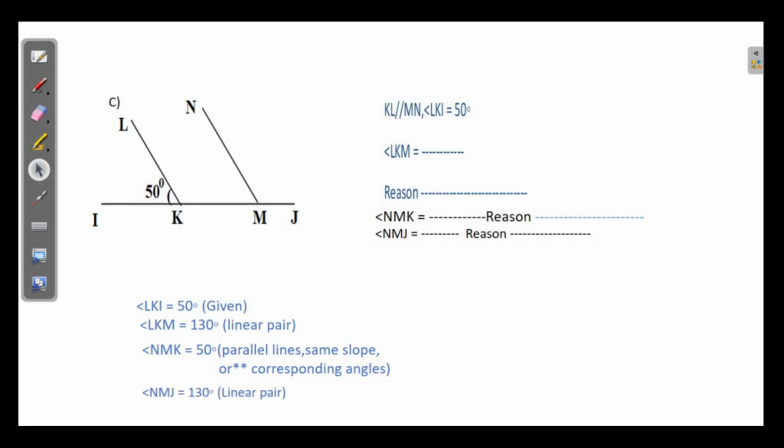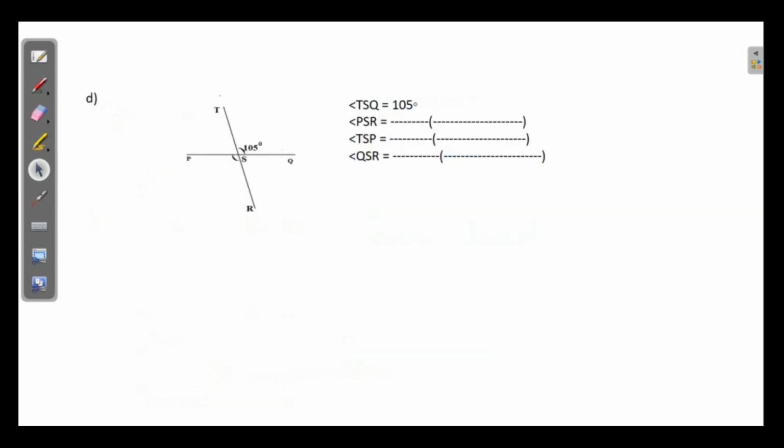Angle NMJ is equal to 130 degree. We have just written angle NMK is equal to 50 degree and it is the linear pair. NMJ is the linear pair of this above angle. So we can write just as linear pair. Then the next question is angle TSQ.